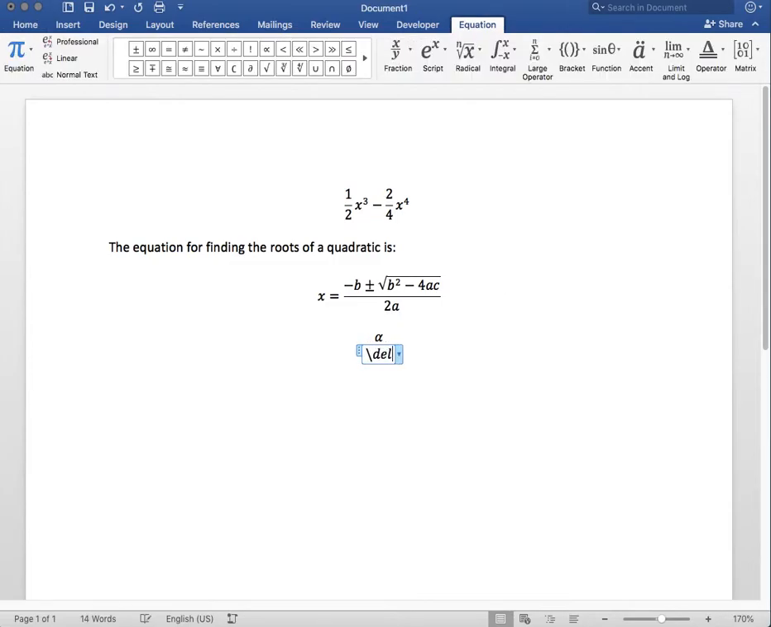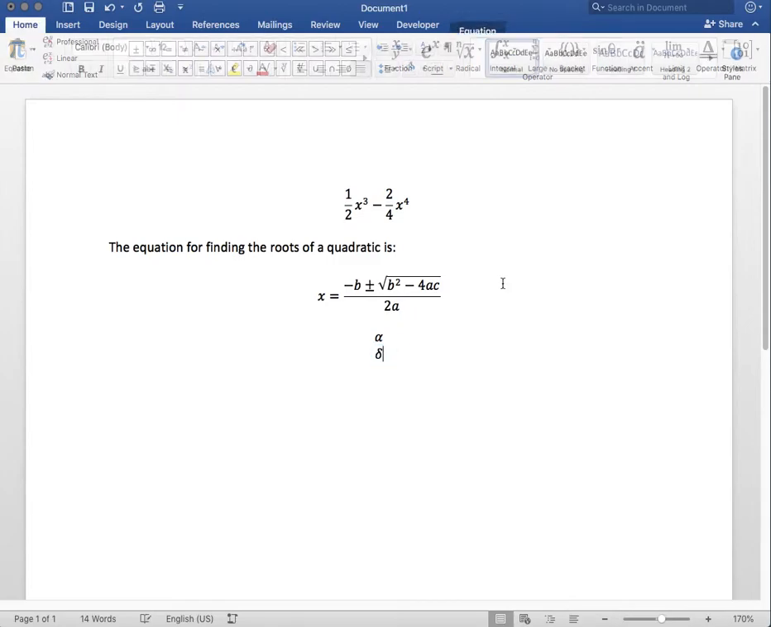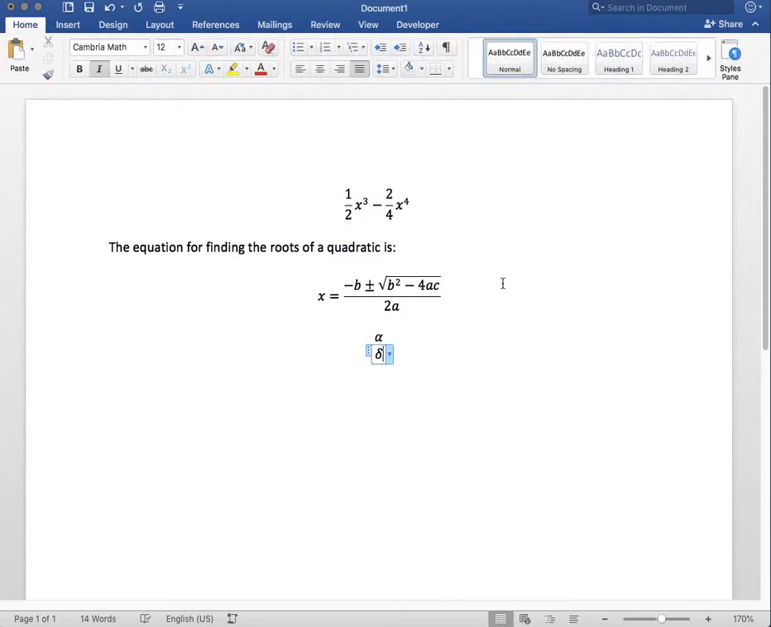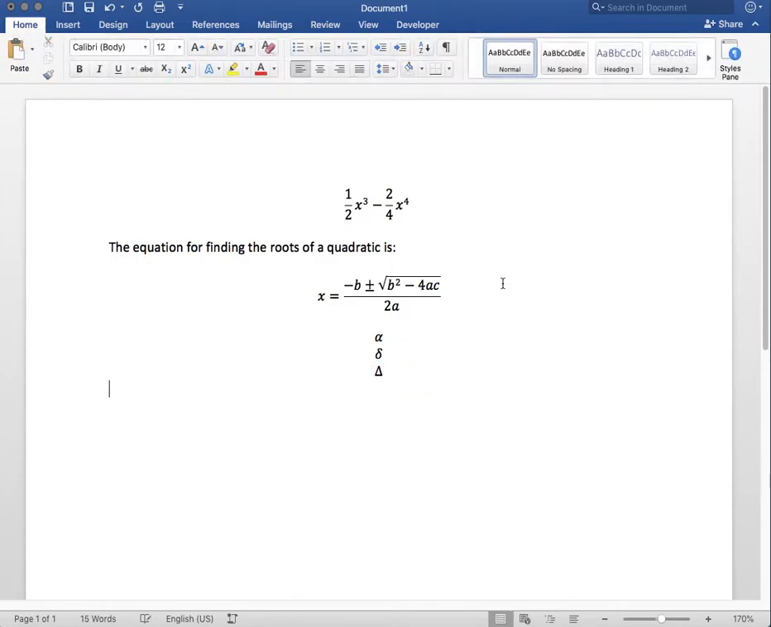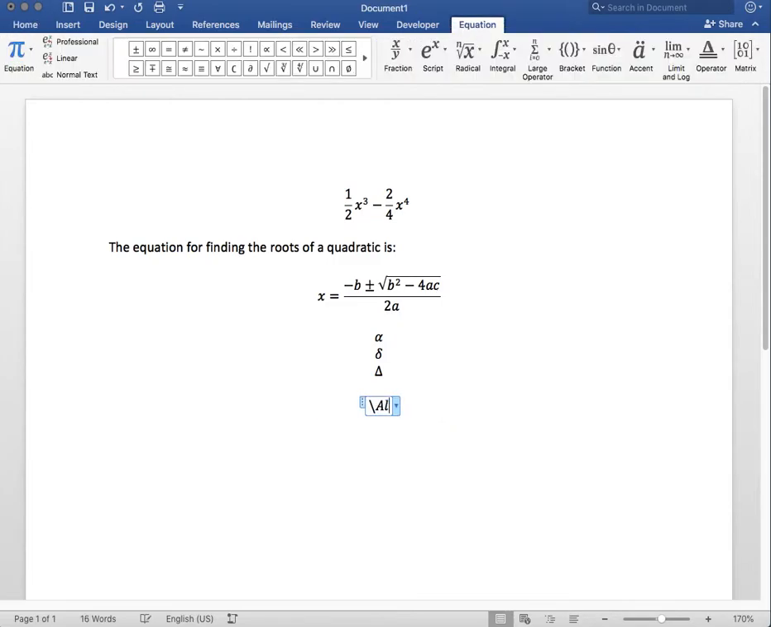Let's go delta. So I don't have to go searching for these. Now you'll notice I did alpha and I did delta, and when I spell them, I use lowercase letters. Well, that'll give me the lowercase Greek letter. If I do a capital D for delta, I get the capital Greek letter. If I do the capital A in alpha, I'll get the capital Greek letter alpha.